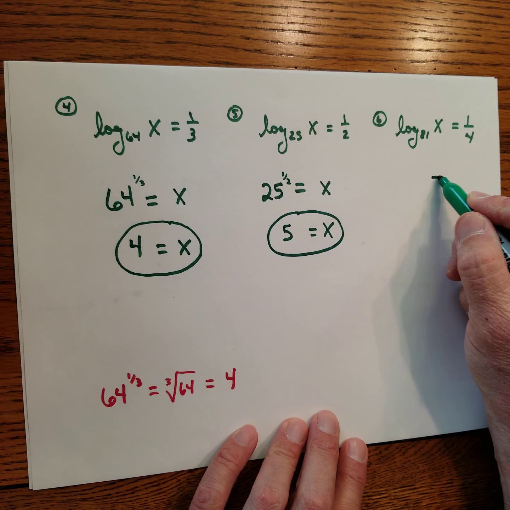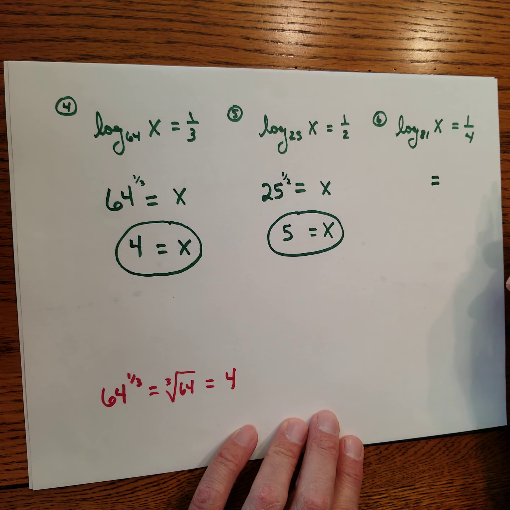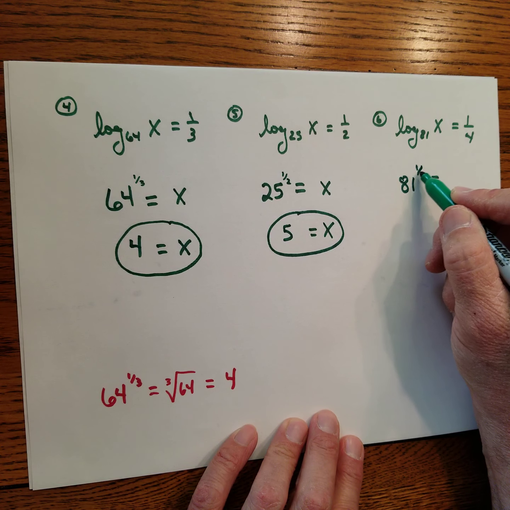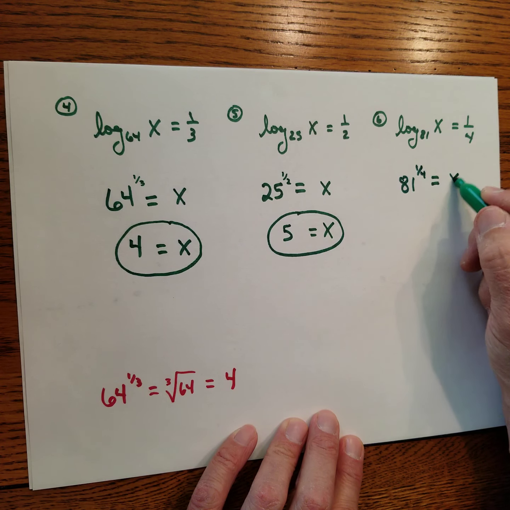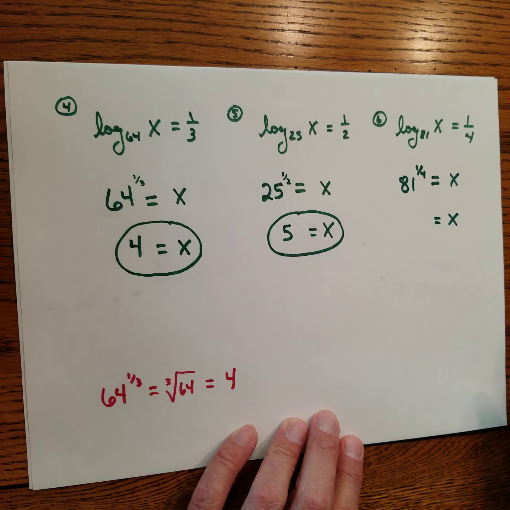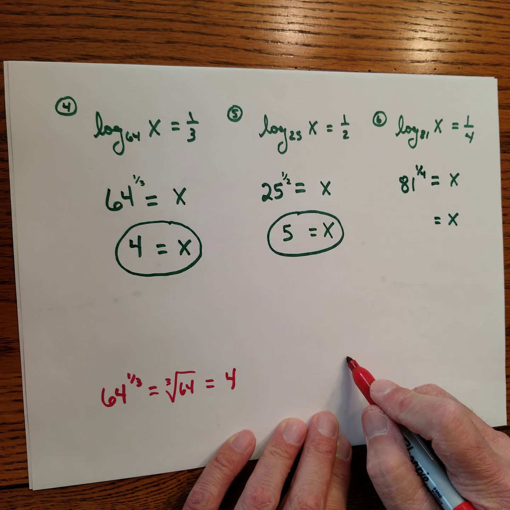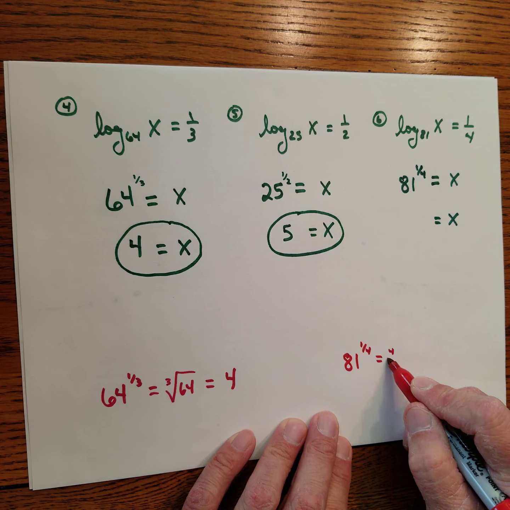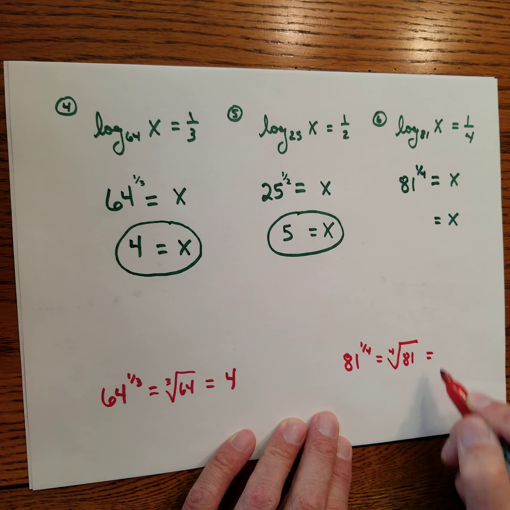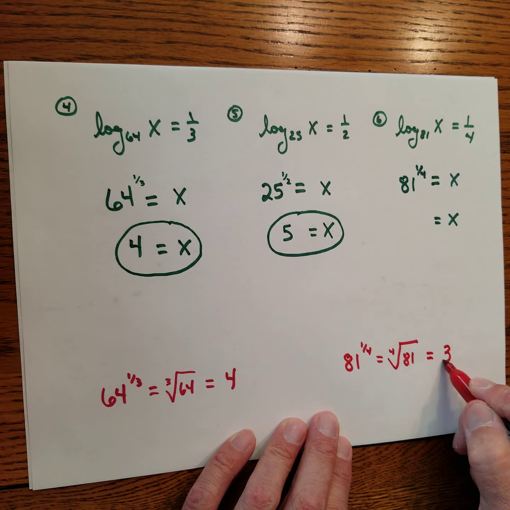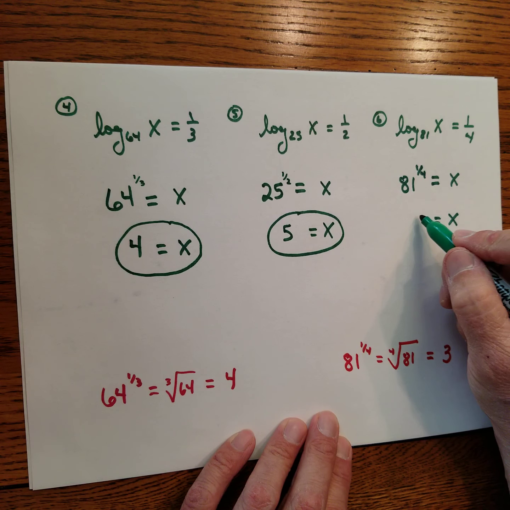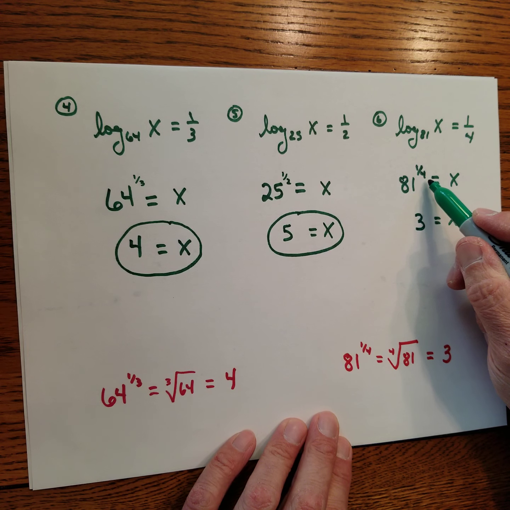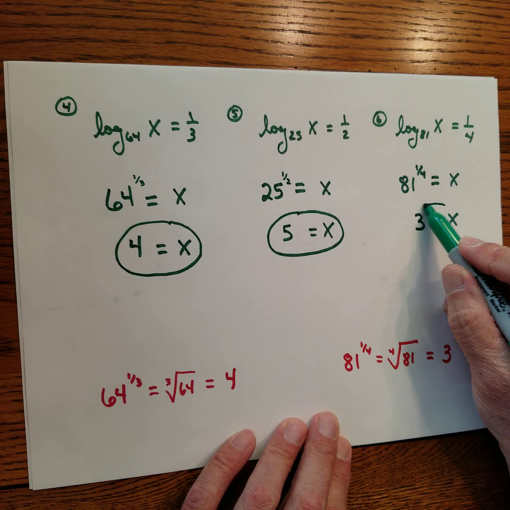For number 6, in exponential notation, 1/4 is the exponent that goes on that 81 and changes it into x. I know that a 1/4 exponent is the same as a 4th root. And the 4th root of 81 is 3. So my answer must be 3. 81 to the 1/4 power means the 4th root of 81, and the 4th root of 81, that's 3.